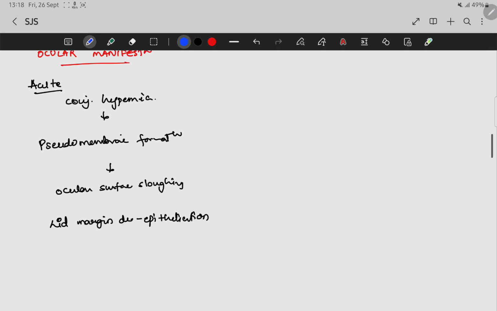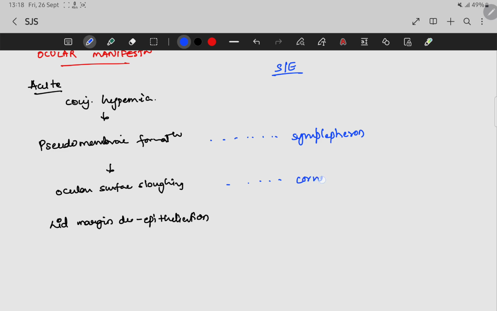So this acute stage can lead to sequelae. The pseudomembrane formation can lead to symblepharon formation later. The ocular surface sloughing can cause corneal ulcers or perforation. This lid margin de-epithelialization can cause fornix foreshortening. Okay, so these are the acute ones.